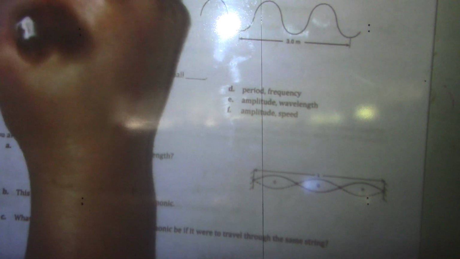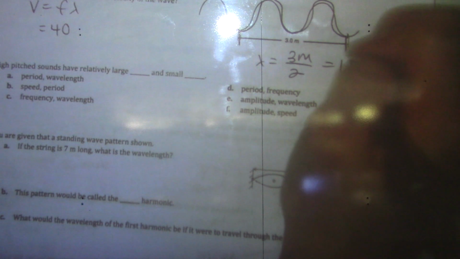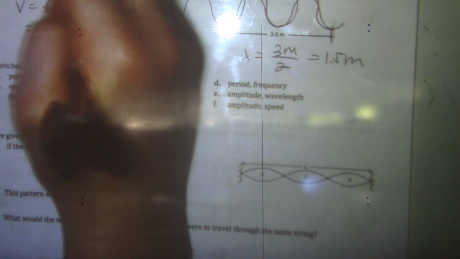Frequency is 40. What is the velocity of the wave? V equals F wavelength. Frequency is 40. Now I just need to find wavelength. So 3 meters is from here to here, 1, 2 waves. So 3 meters for 2 waves gives me 1.5 meters for just 1 wave. That gives me a velocity of 60 meters per second.